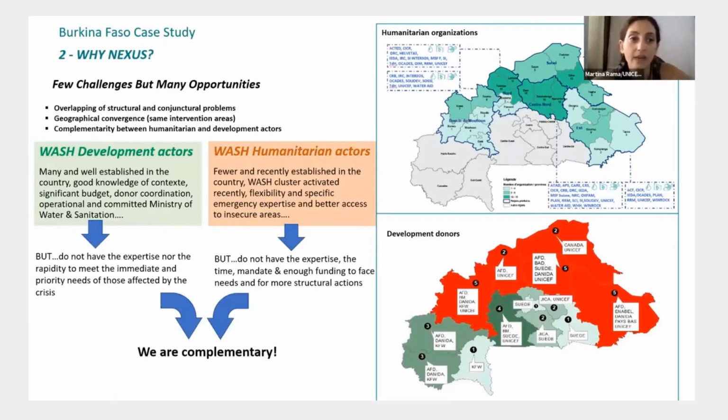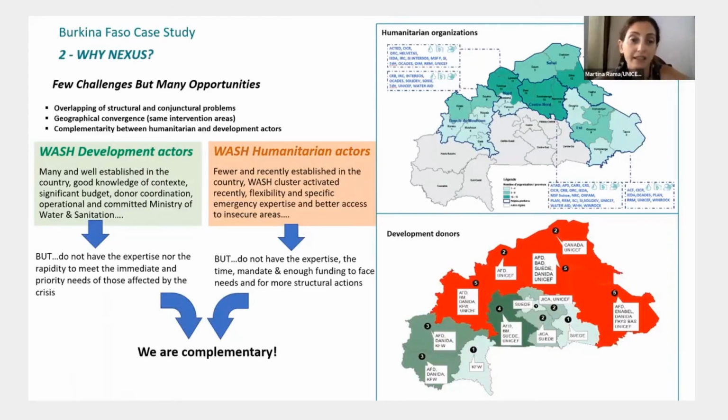And so we have the WASH development actors that are many, well established in the country, that have a good knowledge of the context. They have quite a significant budget. There is a donor coordination in place. There is an operational and committed Ministry of Water. So they have a lot of comparative advantages. But at the same time, they don't have the expertise and the rapidity to act in a crisis.